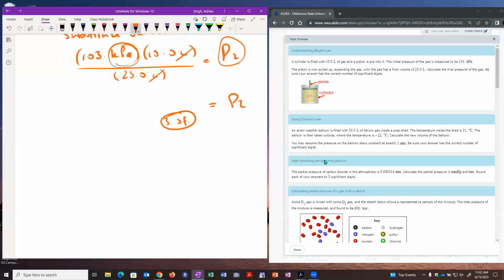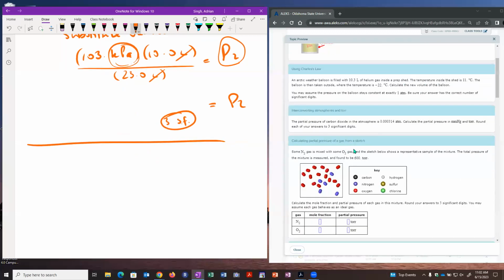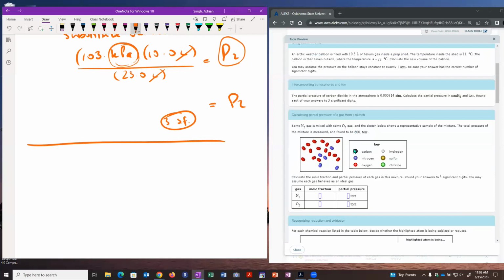All right. We have here another question that looks at maybe a slightly different relationship. We're told that a weather balloon now is filled with 10.3 liters of helium. So this is a volume, V, right? Liters is a unit of volume. And the temperature inside the shed is 11 degrees C, so that's T, obviously, and that's what we're starting with again. So this is our initial conditions. So we can say V1 and T1.